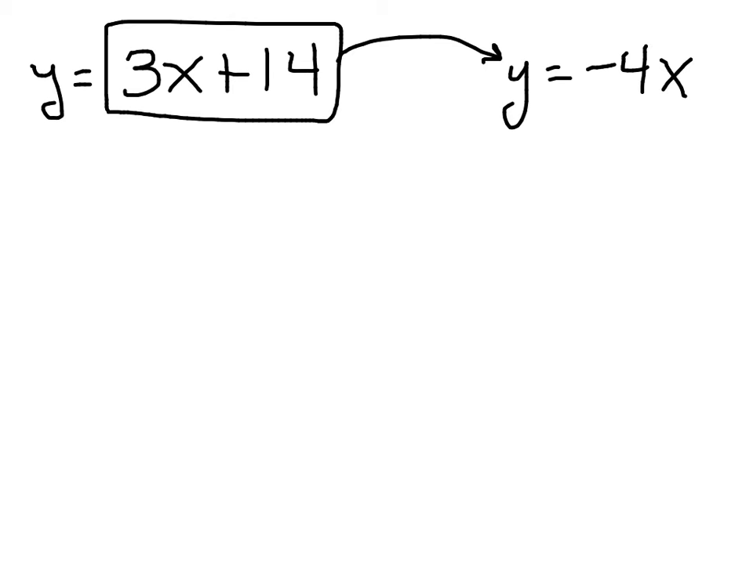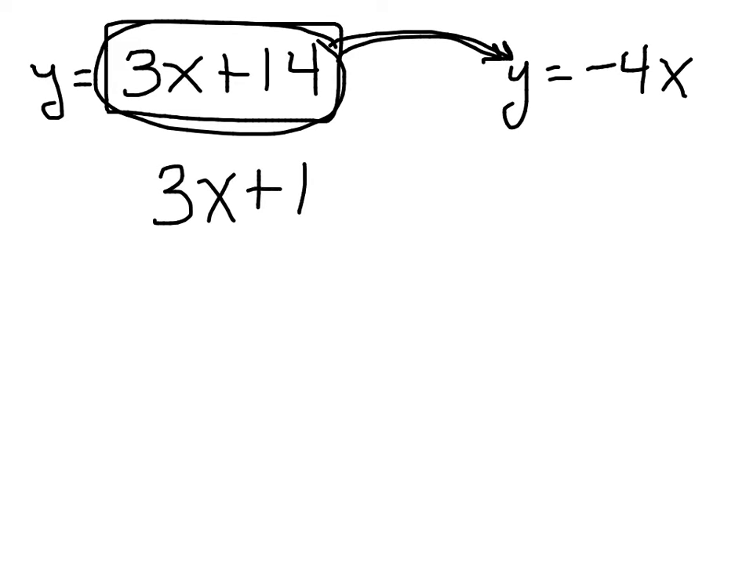What would I write? If I took the y out and replaced it with the other expression, what would it be? So I'm taking this expression here and putting it into the other equation. What would I have? 3x plus 14 equals -4x. Very nicely done. Good job.